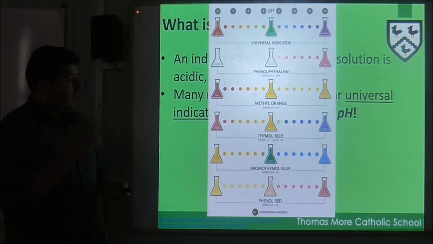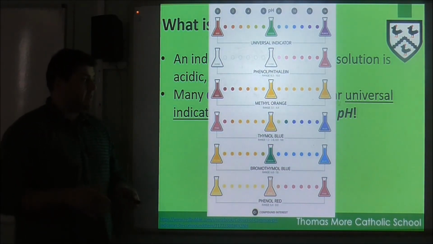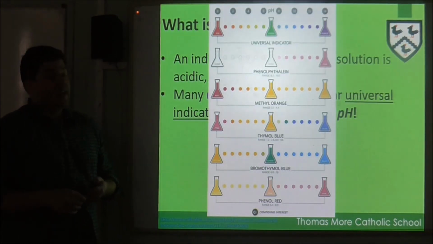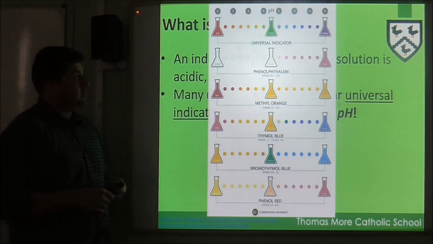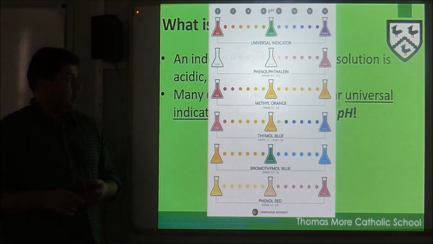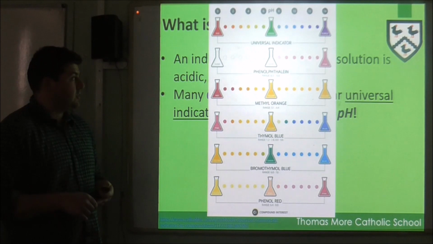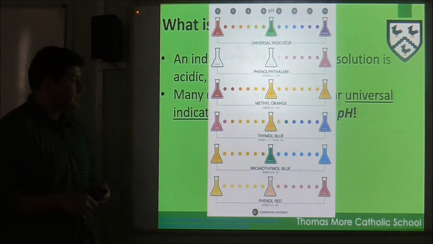Here's a number of the key indicators that you need to know the colour changes for. Let me outline the ones that I think are most important. Universal indicator is obviously red in an acid, it's green at a neutral pH, and purple in alkaline. You need to know about phenolphthalein, which is the second one down. Phenolphthalein is pink in alkaline conditions and colourless in both neutral and acidic conditions.